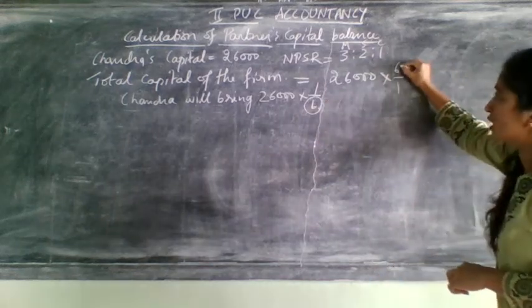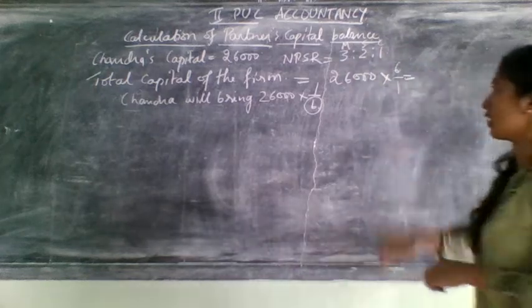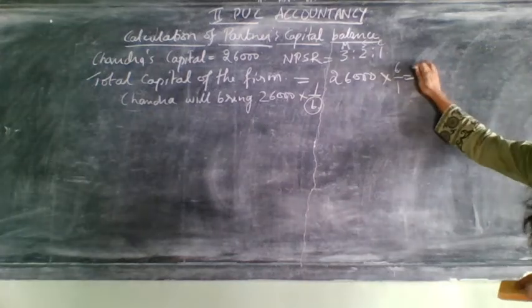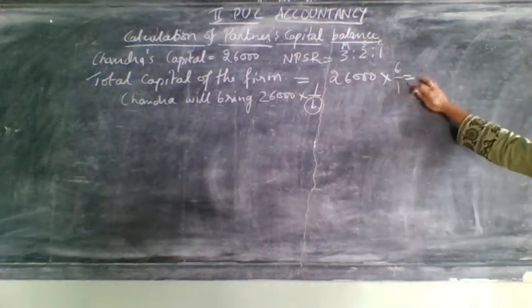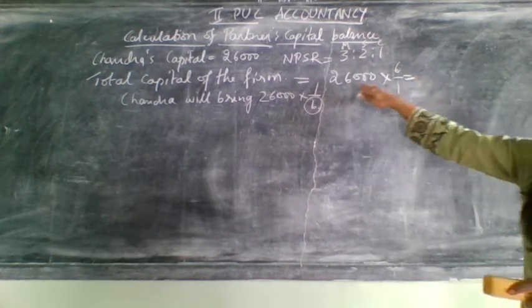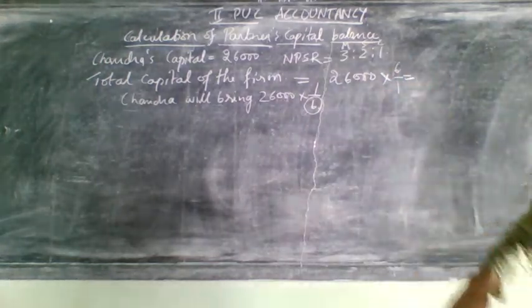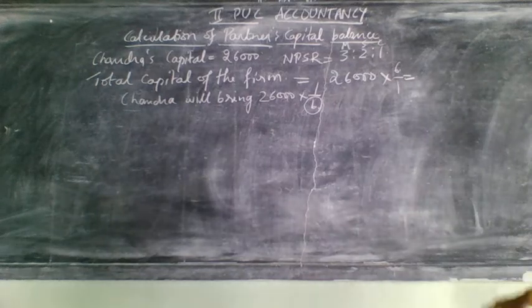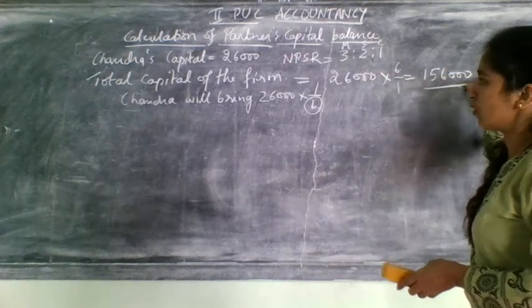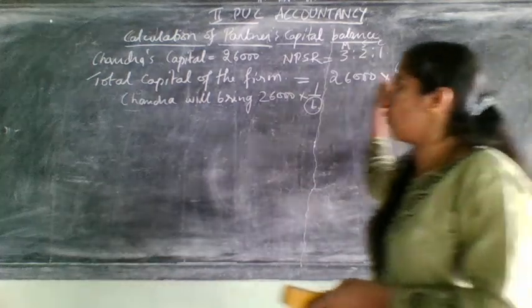So if you consider it as all, then it will become 6 by 1. How much will it come? 26,000 is new partner's capital, and if you consider his share and convert that to all share of the firm, it will become 6 by 1. That means 26,000 into 6 divided by 1, or else you can say 26,000 into 6. So how much will it come? It will come 1,56,000. So this is the total capital of the firm.